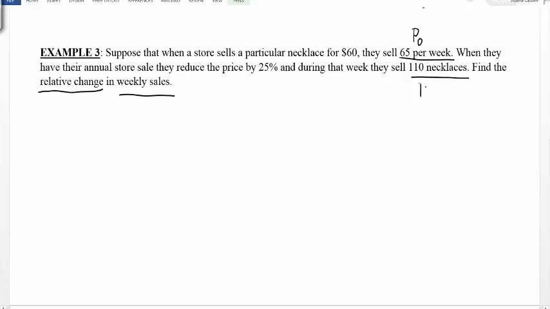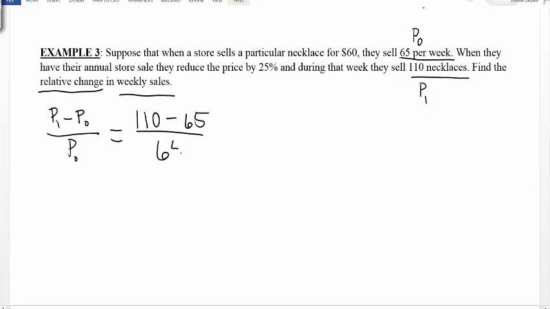110 necklaces is the new amount that comes with our sale. So when we plug this into our formula, we have P sub 1 minus P sub 0 over P sub 0. We're going to plug these numbers in just like we've been doing. We have 110 minus 65 divided by 65. So again, we're going to go to our calculator for this.